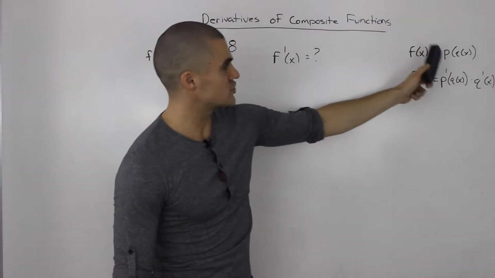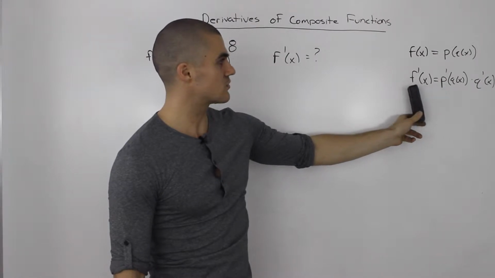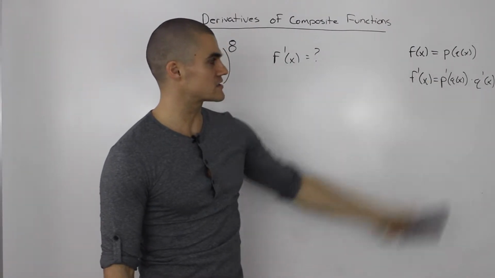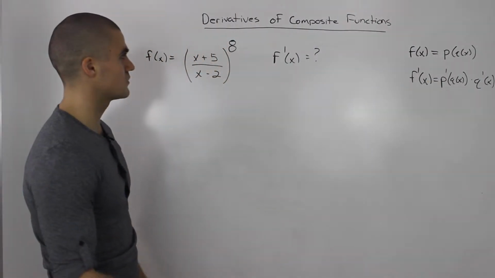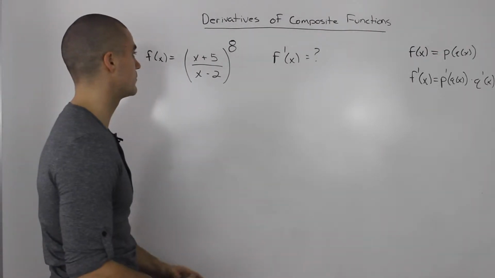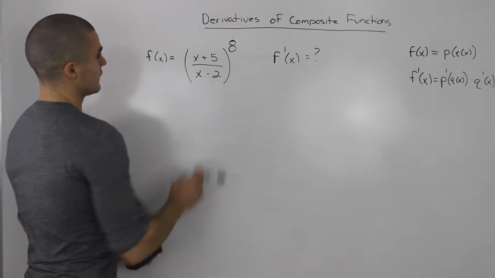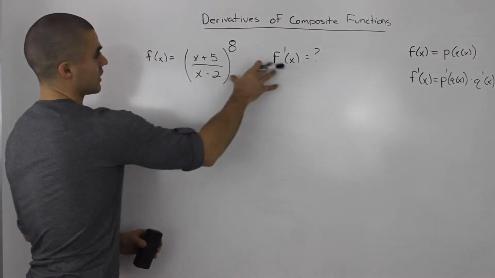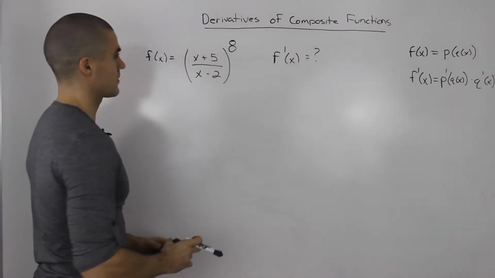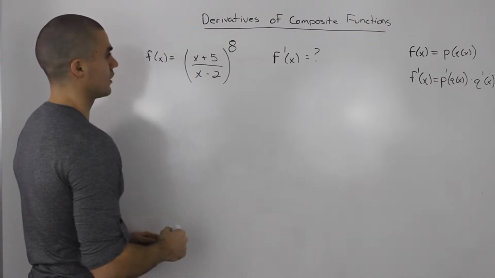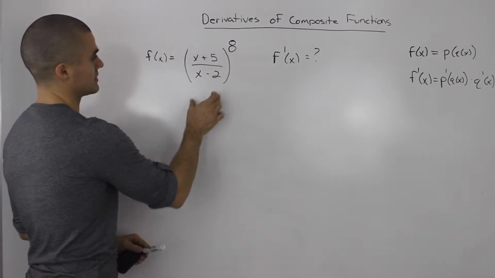So if you have a function p of q of x, then the derivative is just going to be p prime of q of x times q prime of x. We went over that in the slide in the video before. So we have this function. Obviously we're not going to expand this 8 times, but we can use the chain rule on it, right? Because notice how it's like a function.